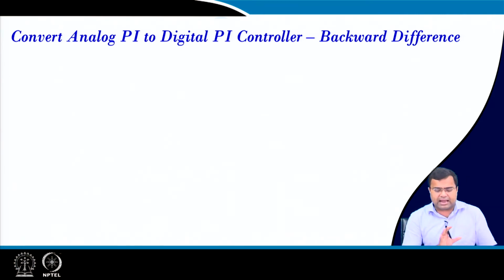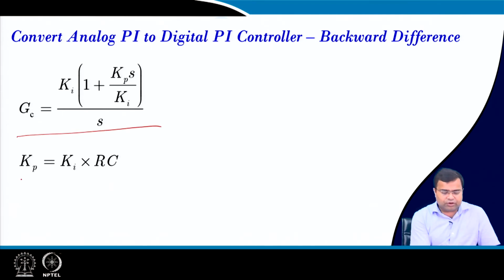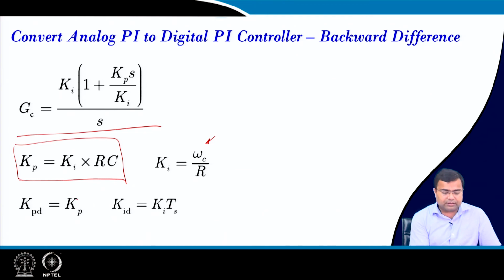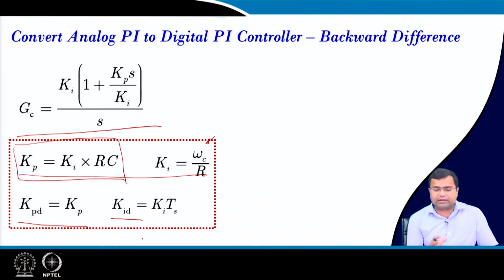Then we want to convert analog PI into digital, and it is a straightforward way. This is an analog PI controller. We already know Kp is a function of Ki into Rc, and we already have found Ki to be omega c by R, and we have already selected omega c based on the required phase margin criteria. Now, we want to convert this analog controller gain into discrete time, and proportional gain will remain the same. Integral gain will be simply the analog integral gain into the sampling time, where the sampling time is same as the switching period. So, by that way we can design the controller by using backward difference formula.